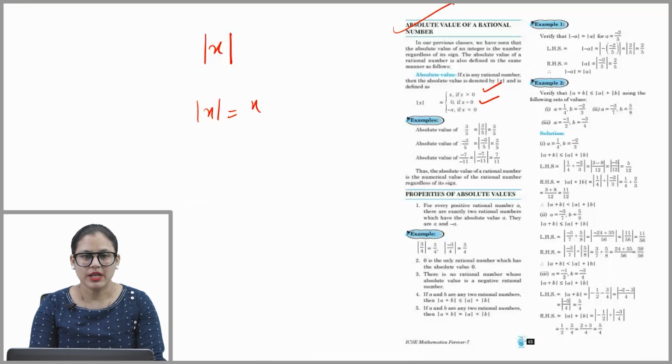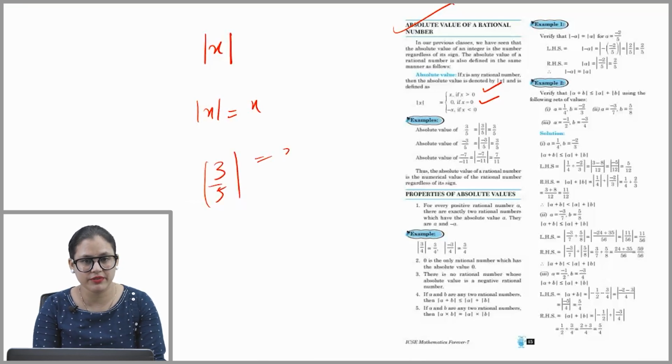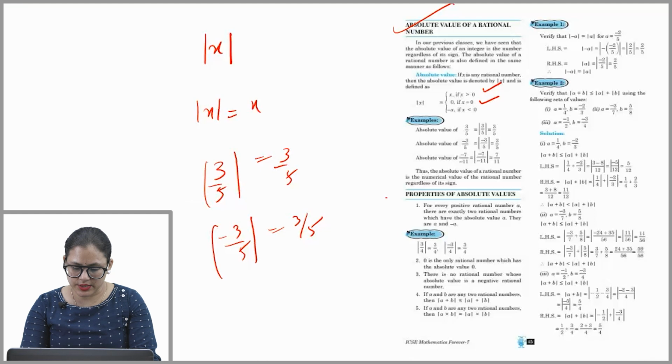Right? Example, absolute value of 3 by 5 is what? 3 by 5. Absolute value of minus 3 by 5 is what? 3 by 5. Okay. Next, properties of absolute values.